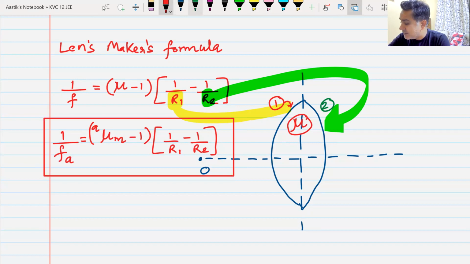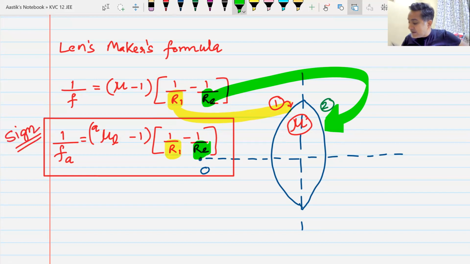Instead of writing it as mu here, let me write it as mu of L, L standing for the lens, because mu I might use for the medium. So this is the focal length of the lens in air. Do we understand this? Yes or no? Yes, sir. Remember, this formula has to be used with proper sign convention. And where is this sign convention going to be used? It is going to be used in the values of R1 and R2.